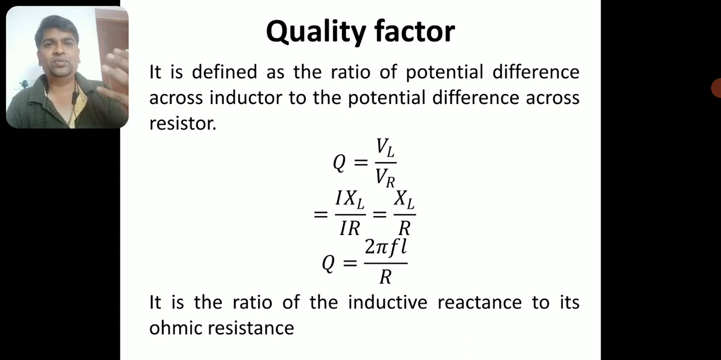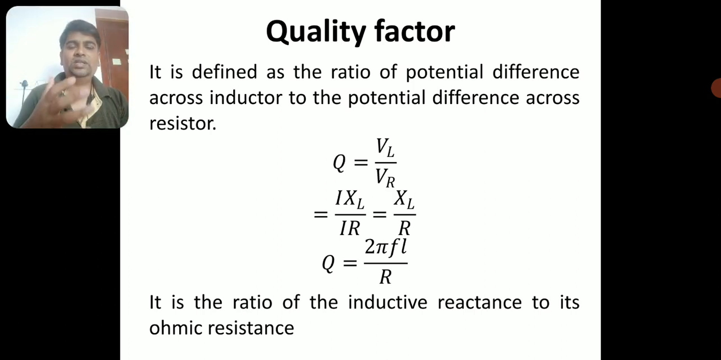Now if I substitute from Ohm's law, VL is I into XL, where XL is the inductive reactance, and VR in the denominator is I into R. I gets cancelled and you are left with XL divided by R. So quality factor Q is equal to 2 pi FL divided by R. This is the equation for the quality factor.